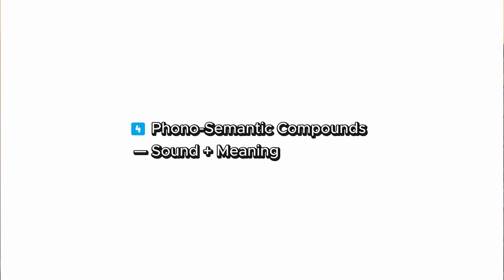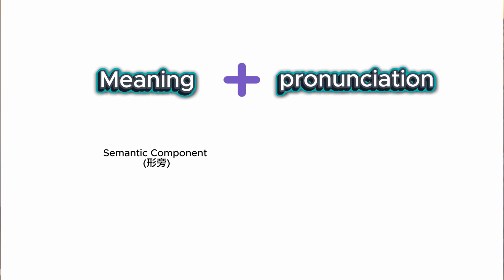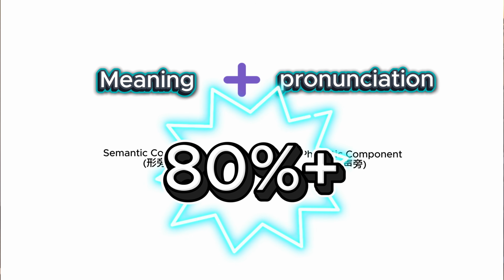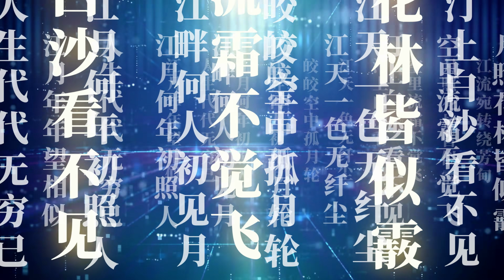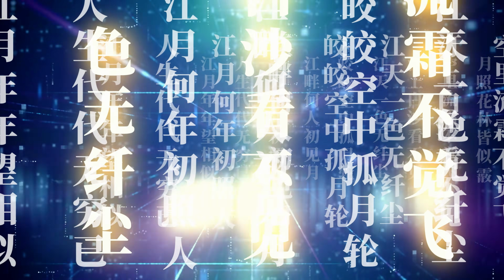The fourth and most common way Chinese characters are created is through phono-semantic compounds. These characters are made up of two parts. One part shows the meaning, called the semantic component. The other part gives a clue to the pronunciation, called the phonetic component. More than 80% of modern Chinese characters are built this way. This system allows Chinese to create thousands of words as a beautiful combination of sound and meaning.